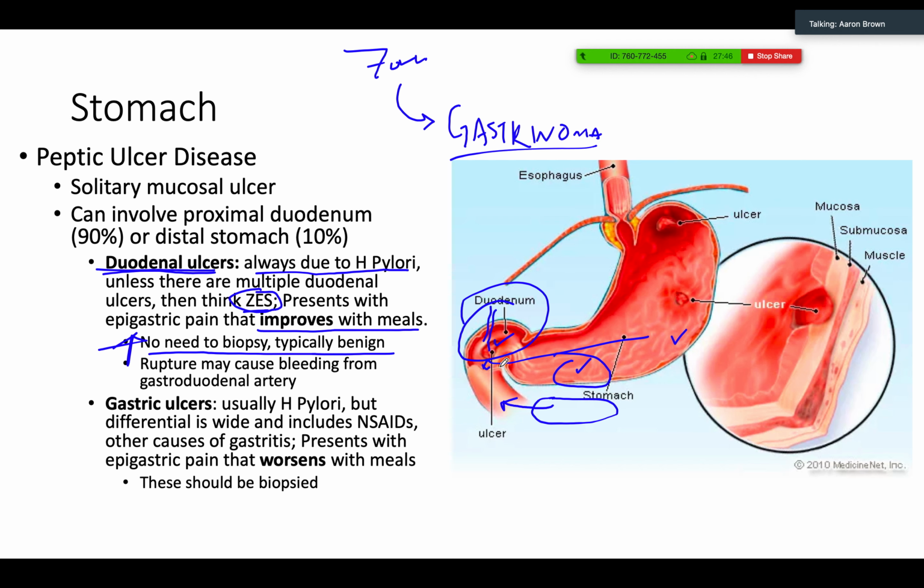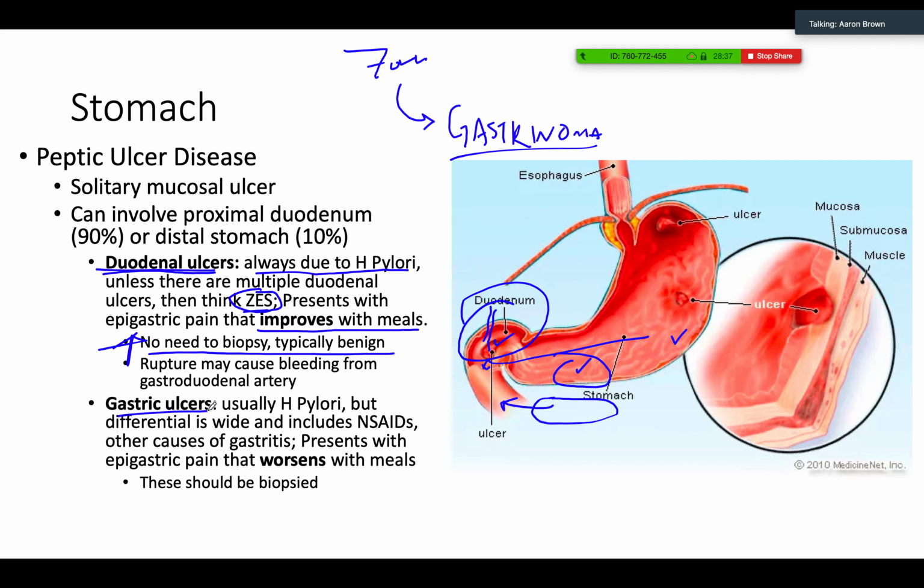How would we treat these patients? What would we want to give them? Yeah, no, good. So typically it's going to be 2 antibiotics and a proton pump inhibitor. Yeah, good. So that once you treat the H. pylori, the ulcer will go away. That's the beautiful thing about it. So we can easily get rid of these ulcers using an antibiotic, which is pretty cool.